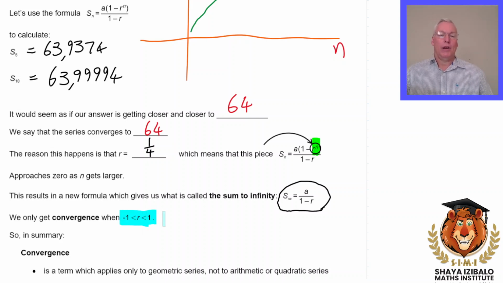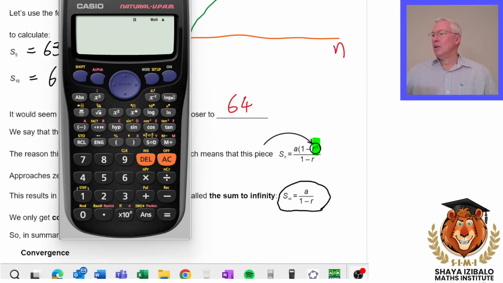I'm going to bring up the calculator again and show you something. If we were to use this new formula that we've got, A, which was 48 if we remember, over 1 minus 0.25, the number we're going to get here is the limit. It's what the thing approaches. It's 64. Does it ever get there? No, it actually doesn't ever get there. It gets closer and closer and closer.